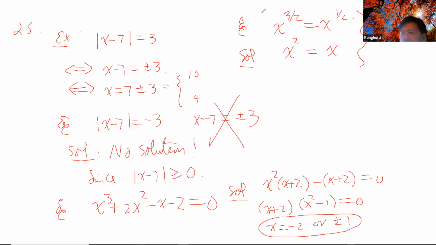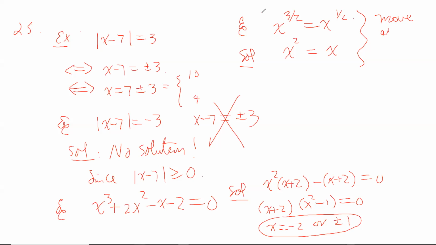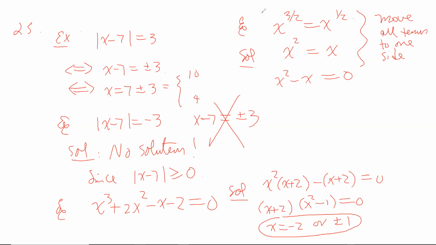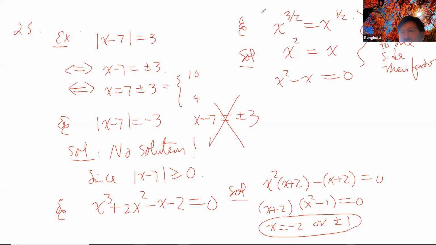Move all terms to the left, to one side. Okay, you can discuss cases, but there's really no need to do that. When you have more complicated equations, you have a lot of cases to discuss. Move everything to one side, and you get 0 on the other side. Then you can factor x. Don't forget, solving equations is all about factoring.